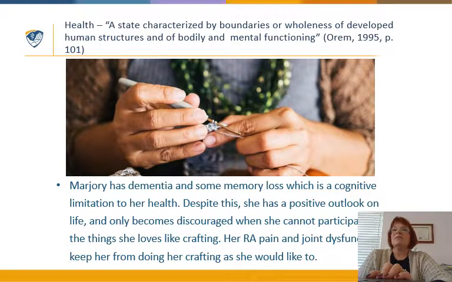So in the Orem meta paradigm, health is a state characterized by boundaries or wholeness of developed human structures and bodily and mental functioning. Marjorie has dementia and some memory loss, which is a cognitive limitation to her health. Despite this, she has a positive outlook on life and only becomes discouraged when she cannot participate in the things she loves, like crafting. Her rheumatoid arthritis and joint dysfunction keep her from doing her crafting as she would like to.